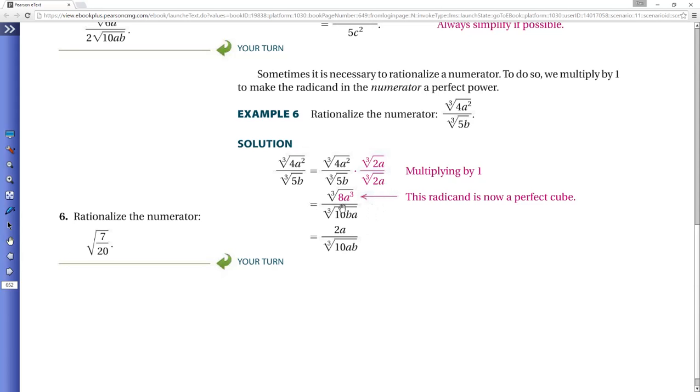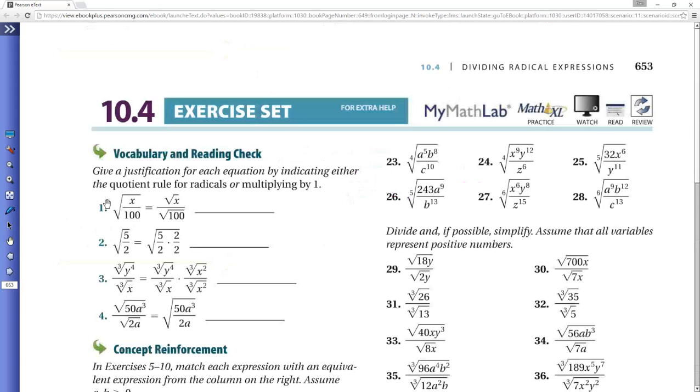When we multiply this, a lot of times I would not show this step, because I know what the result is going to be by determining what I'm multiplying by. It's going to be the cube root of 2 cubed a cubed, which is 2a. And then I have this cube root of 10ab on the bottom. So rationalize again means to make it a non-radical. And that takes us to the exercises for that, 10.5 coming up next.